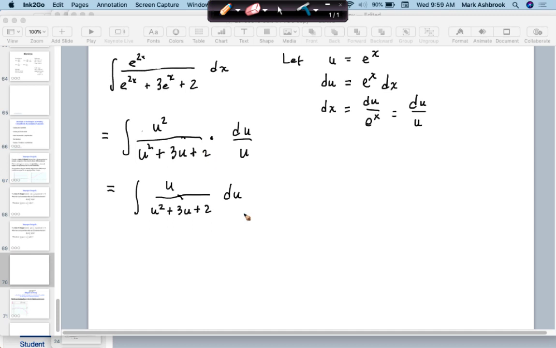Make sense? All right, now what do we do? Yep, so we can rewrite this as? So only if this factors. Does this factor? Yes. U plus 1, u plus 2.